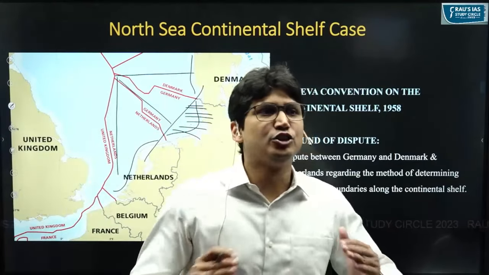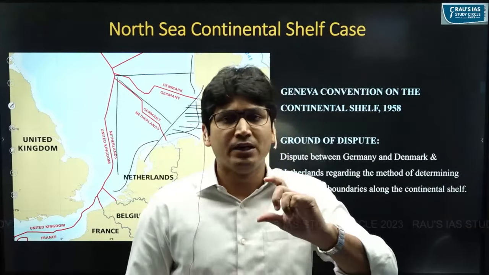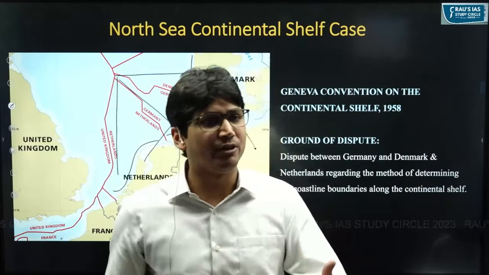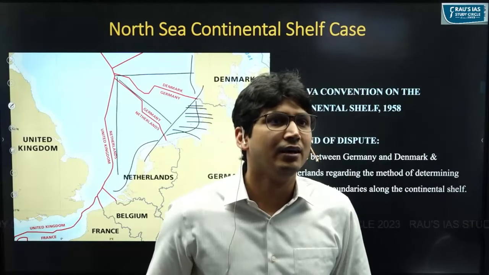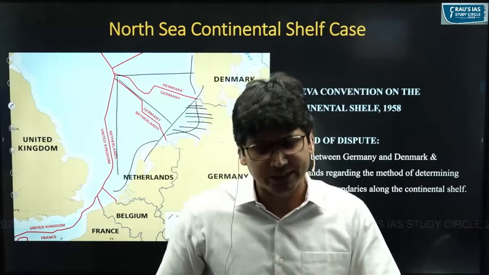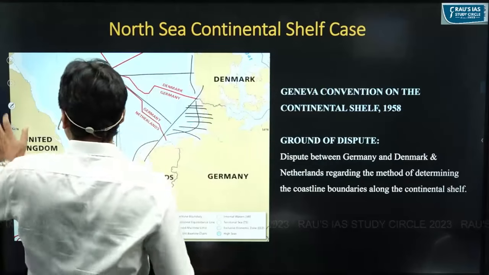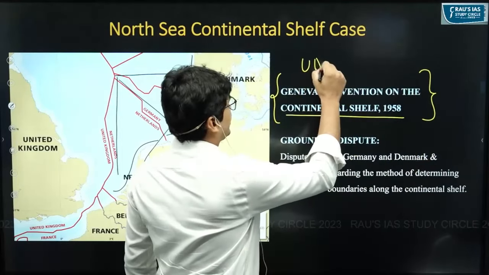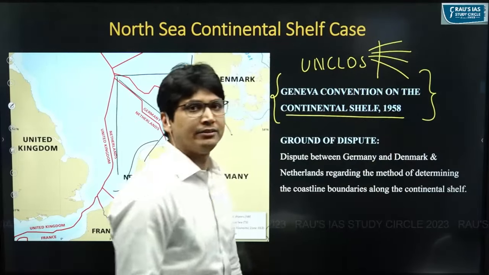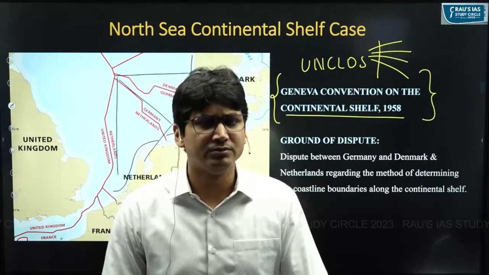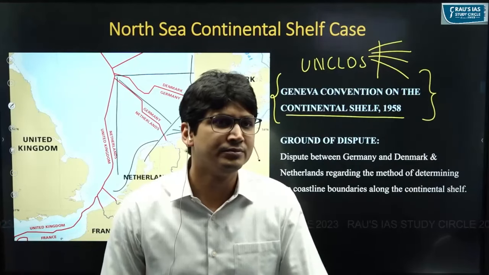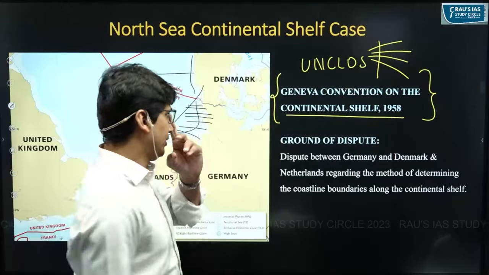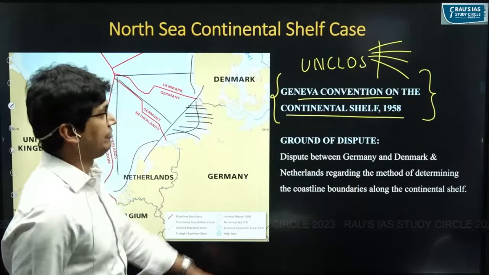Now, to understand that, what is this dispute with respect to determination of the continental shelf? It's also important to understand from a very layman perspective what a continental shelf is, from a geographical perspective, and then also from a legal perspective as to what has been written per se under any of the conventions. Now, as you can see, it mentions here the Geneva Convention on the Continental Shelf, 1958. Now, you know that the United Nations Convention on the Law of the Sea comprises 4 different conventions, right? Can you recollect the names of those 4? Okay, let's focus on this one, the Geneva Convention on the Continental Shelf of 1958.